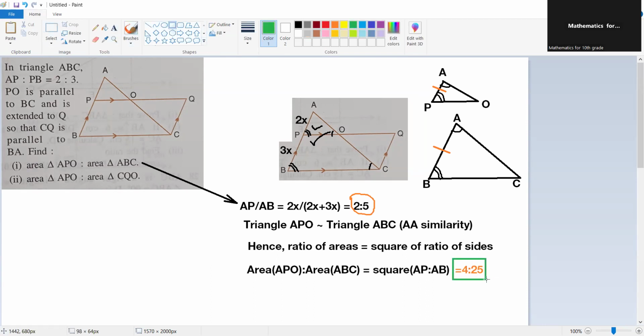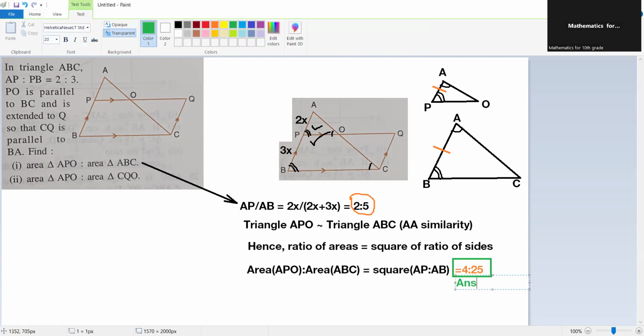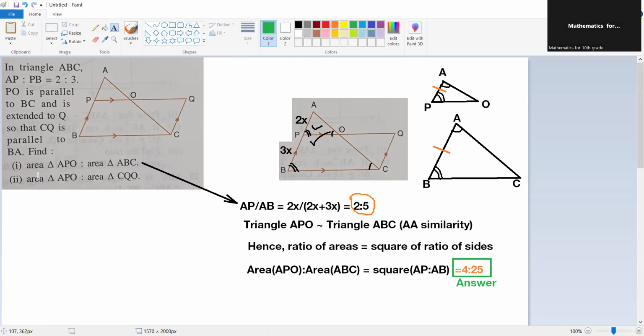I'll just block this in green. So this is the answer for the first question, which is the area of triangle APO to area of triangle ABC. Now let's go to the second question. So the first answer is 4:25. So the second one is APO versus CQO. So we are talking about these two. So now I'll again copy paste this figure down.